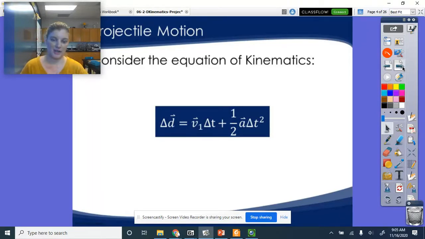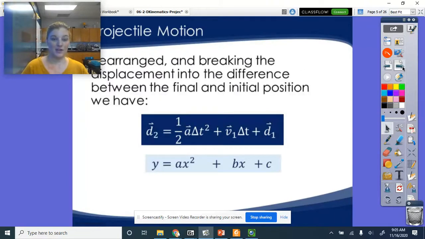So our kinematics equation is d, the displacement. Your displacement, so the difference between where you start and where you finish, equals your initial velocity times the change in time plus 1/2 your acceleration times your change in time squared. Now we can actually rearrange this and just trust me, the whole magic of math. By breaking down our displacement, we can rearrange it into exactly what our math equations have taught us.